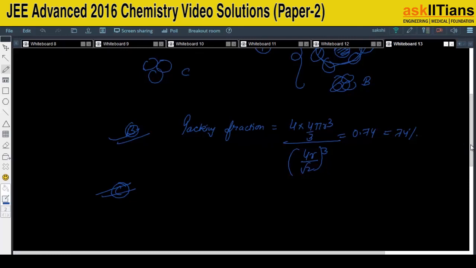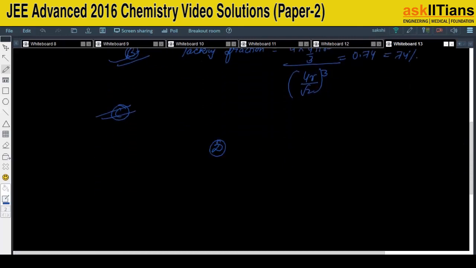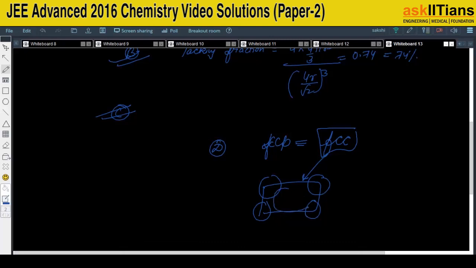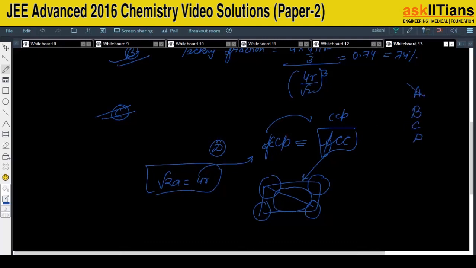And if I come over to option D, this is again good, because CCP is nothing but you can correlate it to FCC, and for FCC you know this is a face centered cubic unit cell. The atom at the center of a face will be touching the 4 corners, but the 4 corners will not be touching each other. So I can say root 2 a equals 4r, and this goes for FCC as well as CCP. So for this question, A was wrong, and B, C, D are the correct options.